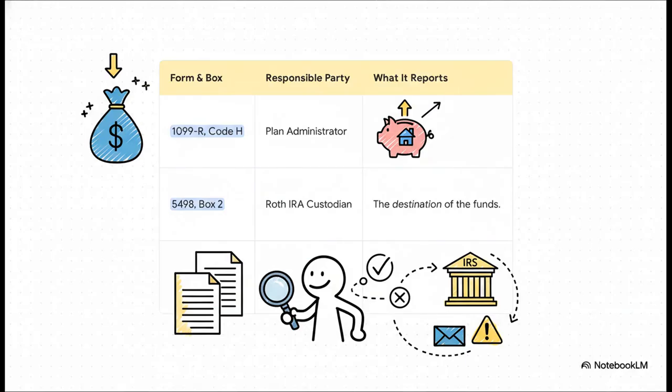And this table really shows how everyone has a specific job. The plan administrator reports the source, the IRA custodian reports the destination, and the taxpayer puts it all together. You can see how a mismatch, say a Code H on the 1099-R, but the 5498 says it was a conversion, well, that's going to get flagged by the IRS computers almost instantly and spit out a notice.